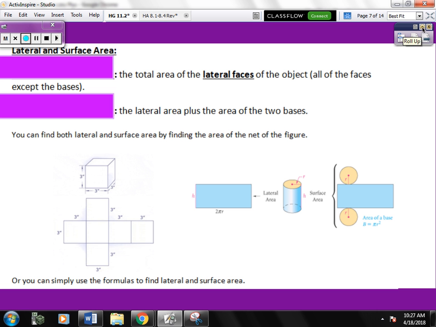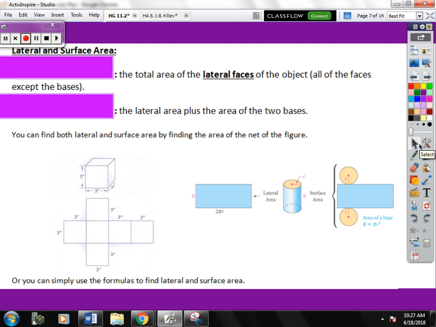All right, so we have two types of area today. We have lateral area and surface area. Now remember, I said lateral faces are the sides. So the easiest way to think of lateral is like the four walls in a room. Lateral area will be the total area of those four walls or those sides that you have. So that will be all of the faces except the bases. It won't include the top and the bottom, or whatever the shape of your base is.